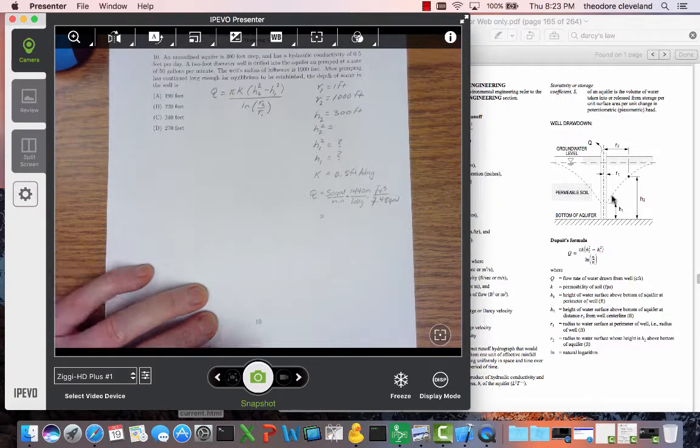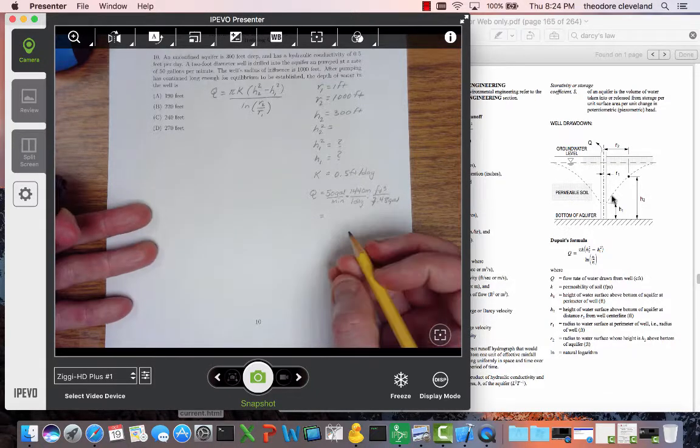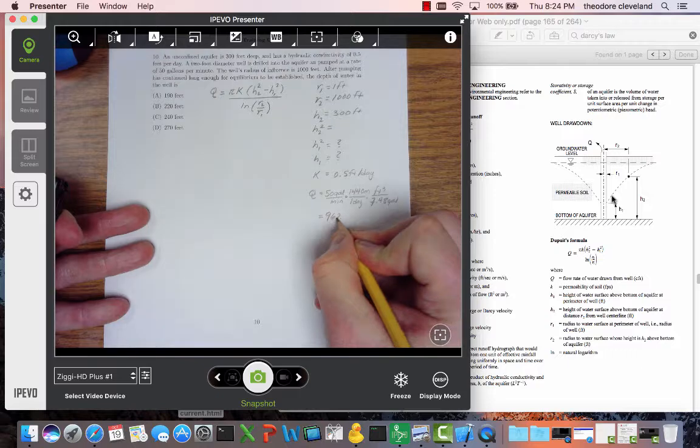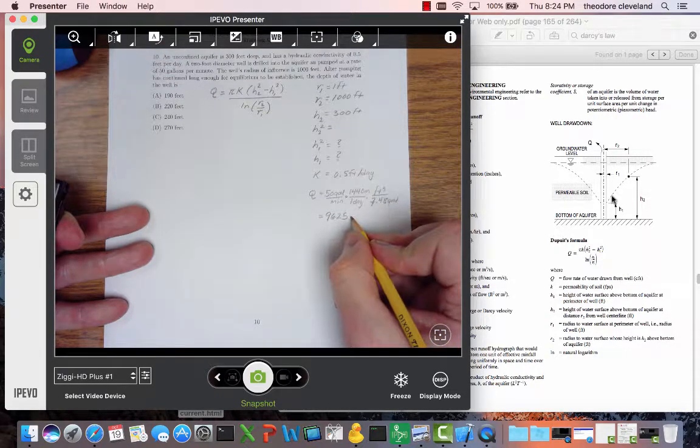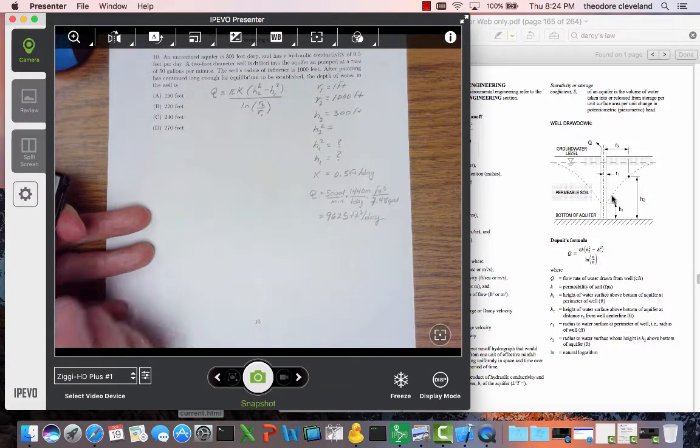If we make that calculation, we'll just use the calculator for that. 50 times 1,440 divided by 7.48 equals 96.25. And there's some fractional part, but we're going to use that. Feet cubed per day. All right, that's the setup.